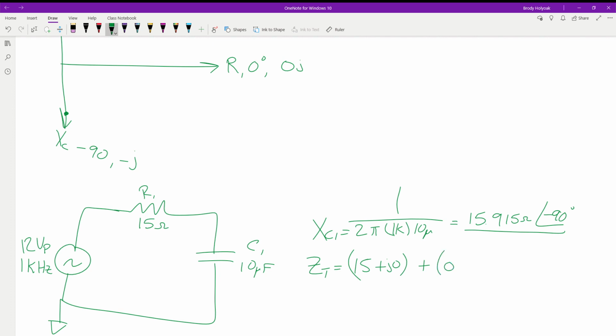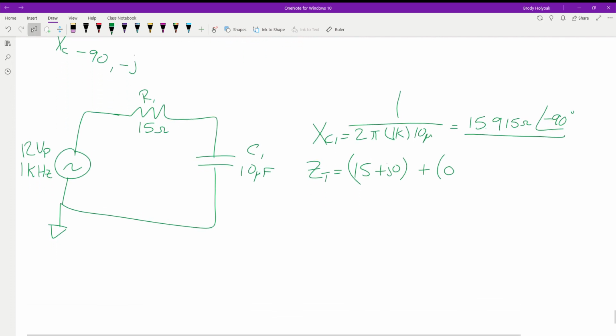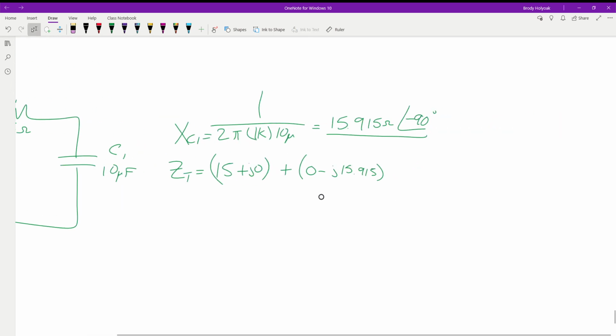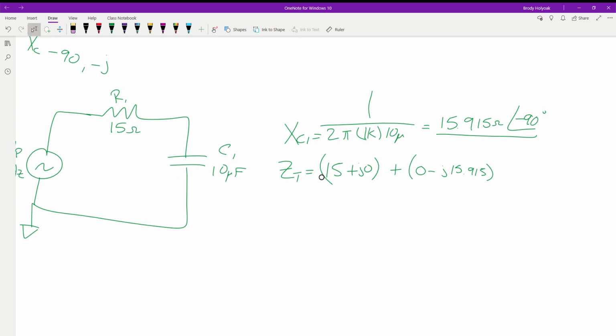How much imaginary do we have? Negative 15.915. So minus j15.915. When they're at plus or minus 90, we're going to have nothing in the other component. If it's 0, it's all resistance. If it's negative 90, it's negative j, no real part. And if it's positive 90, it will be all inductance, which would be a plus j.